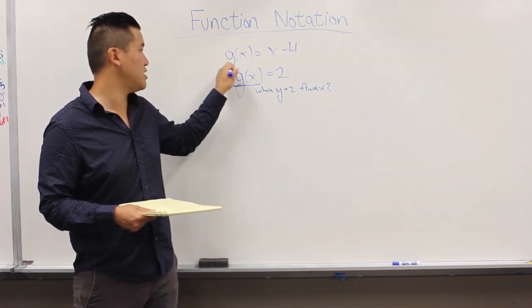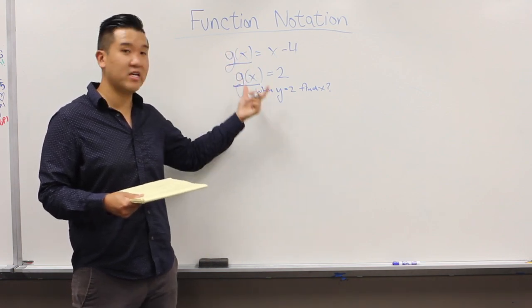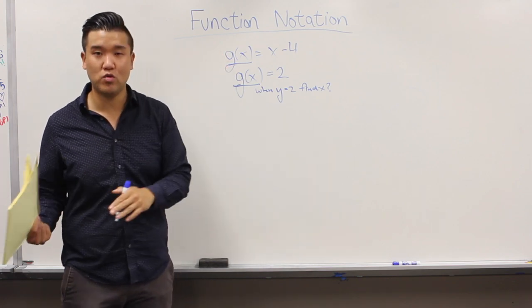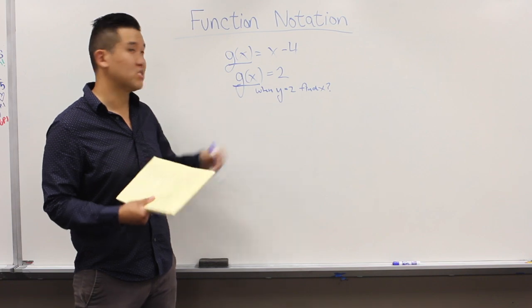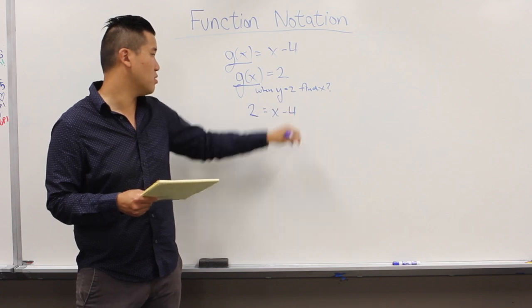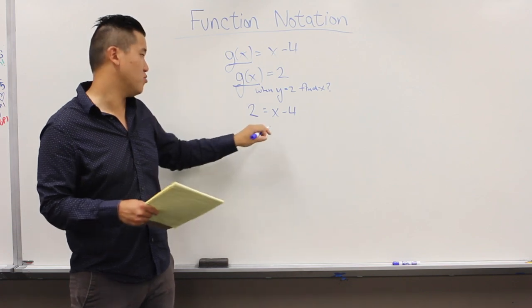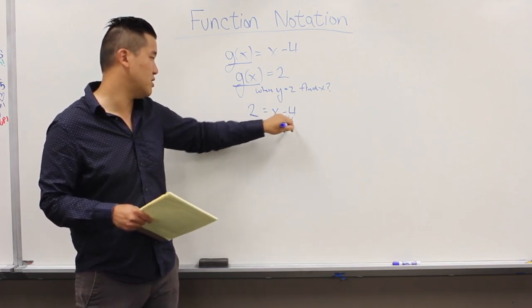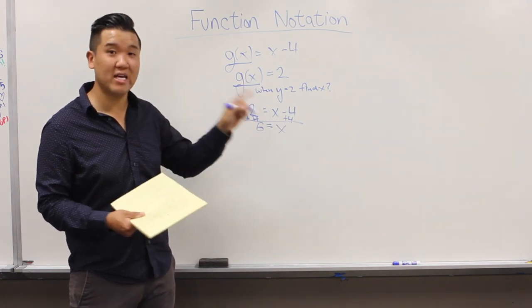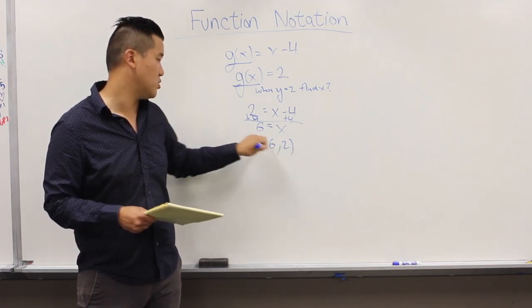So here's g of x, here's g of x. You're going to substitute the whole g of x with 2. A lot of kids just put the 2 here. That's not what we're doing. It's not g times 2, it's g of x. So be careful there. It's a misconception a lot of kids get. So 2 equals x minus 4. You see how I erased this and then substituted 2 in place of the whole thing? That's what we're doing. We're going to solve for it. So we're going to add 4 to both sides, which you guys are pros at. So you get 6. So when y is 2, x is what? 6. So essentially you get 6, comma 2.